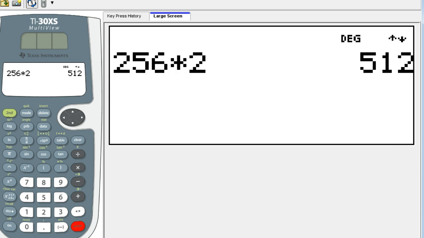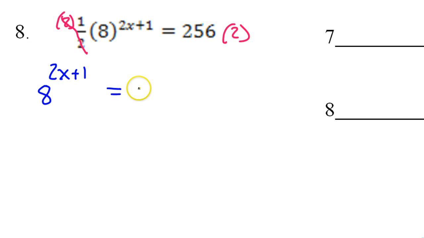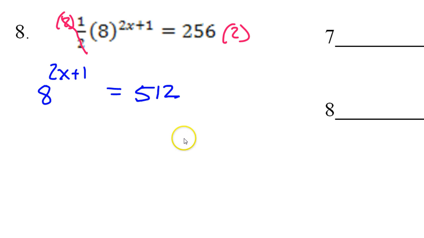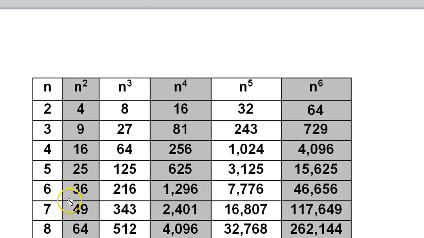Shabow. 512. Okay, so that's 512. Now hopefully 512 can be written as either a base 8 or a base 2, since 8 can be written as a base 2. Let's look at the power table. Okay. And let's look under 8 first.